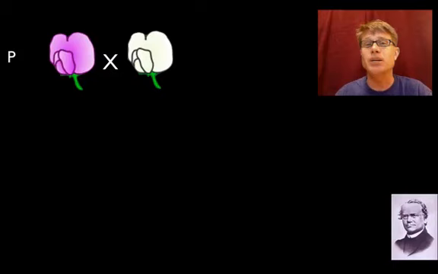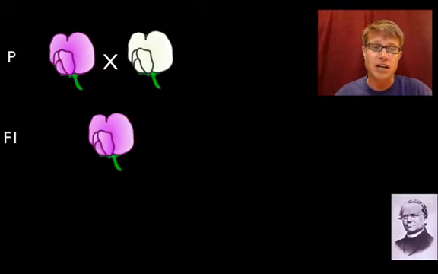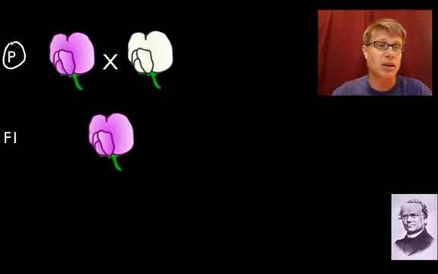And so this is what Mendel did. He crossed purple flowers with white flowers, and he got purple flowers. Now, a few things that you should know. The first cross in any genetic cross is called the P cross, or the parental cross. And then the offspring of that are called the F1, or the filial one, the offspring of that cross.